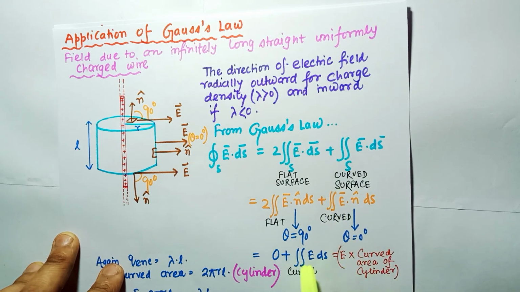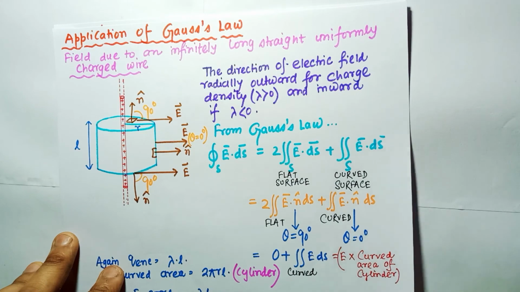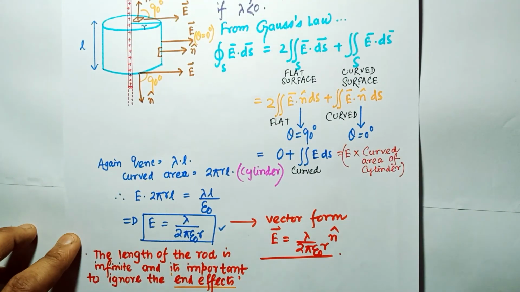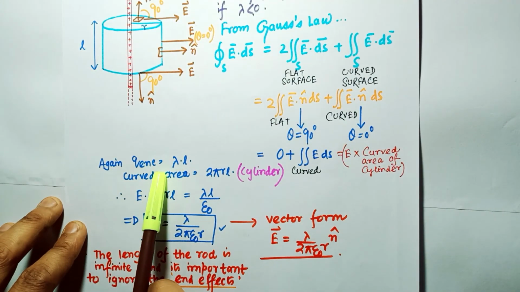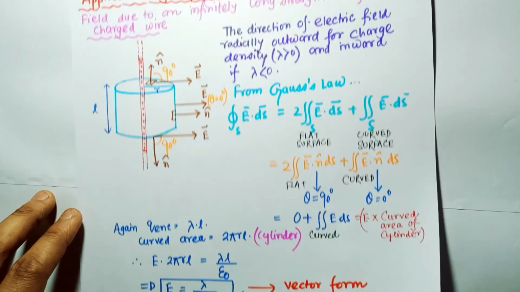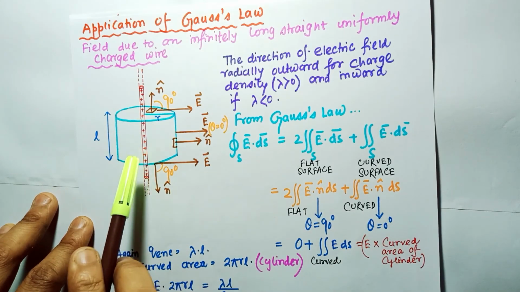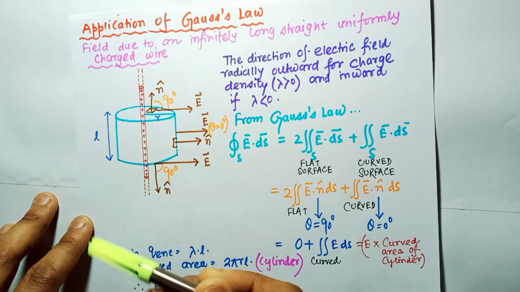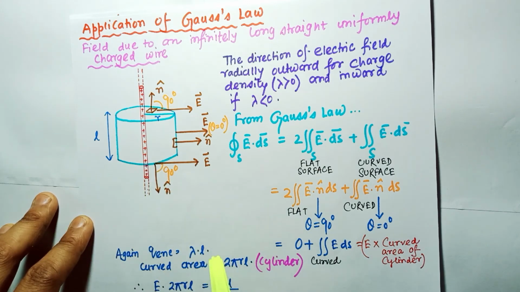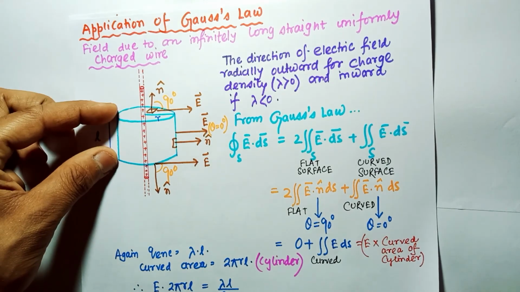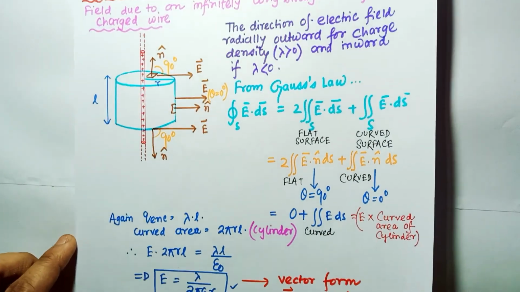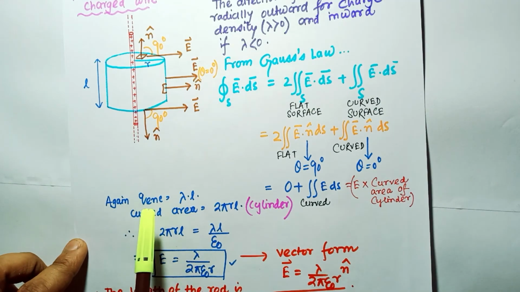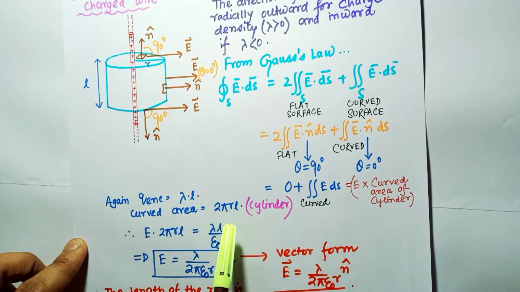The surface integral of dS means the surface area, so it is E times the curved area of the cylinder. Now what is Q enclosed? I consider the line charge density to be lambda, meaning the charge per unit length is lambda. I took the length of the cylinder to be L, so in the length L the amount of charge enclosed is lambda times L. And the curved area of the cylinder is 2 pi r L.